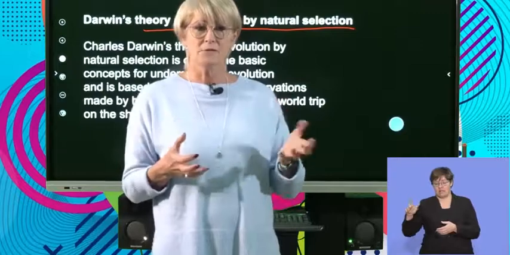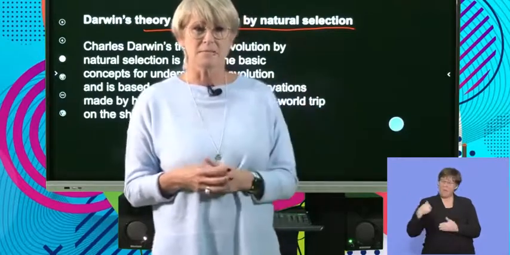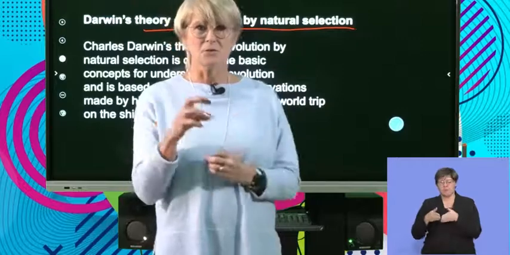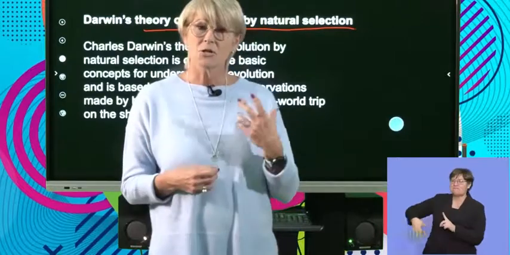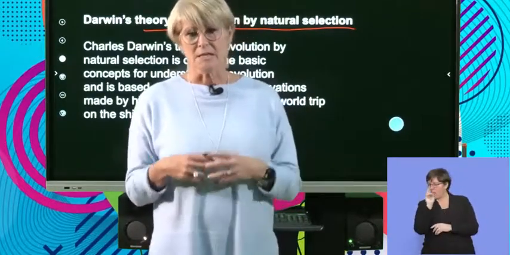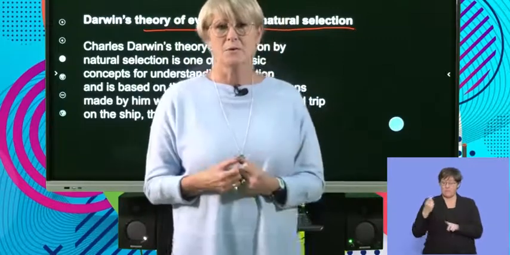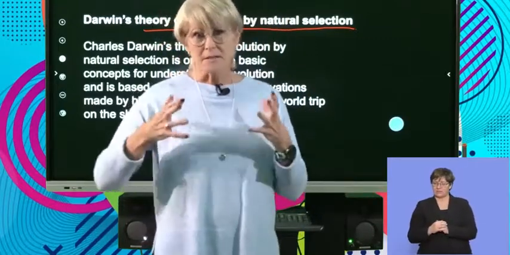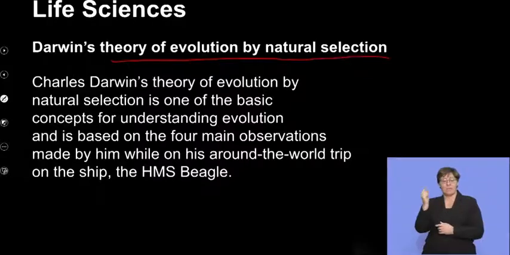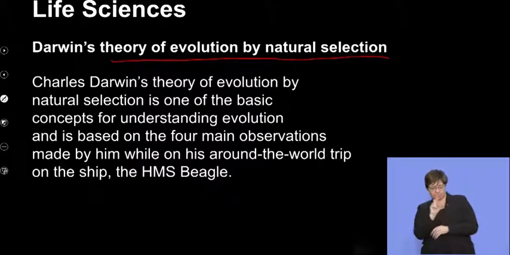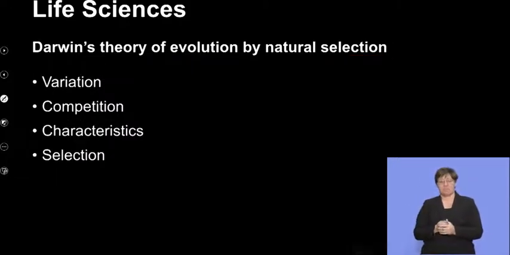Those journeys took very many months and sometimes years, and they stopped at a lot of places along the way. Because he was interested in nature and in the natural environment, he started making notes, making observations, and doing diagrams. And then from those observations and interesting things that he saw, he put forward his theory. We call it the theory of natural selection. Natural selection is one of the basic concepts, and it's based on 4 observations that he saw when he was traveling around the world. These observations are the following.